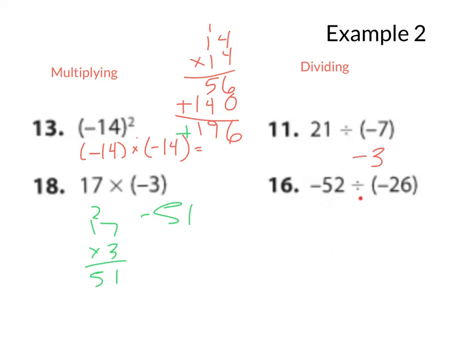Here's backwards 52 split into groups of backwards 26. How many groups would there be? Well, I know that 52 divided by 26 is 2. And how many negative signs are there? There's 1, 2. I'm going to bring both of those down, and they cross, making a plus sign. My answer is positive 2. There'd be 2 groups of negative 26. Moving on in 3, 2, 1.